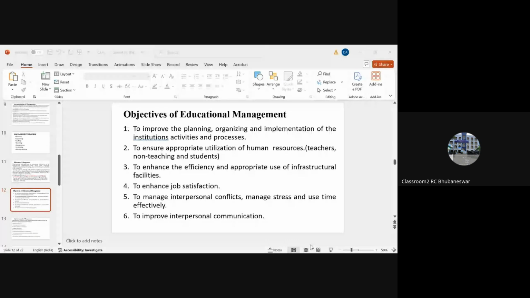If there is stress, mental health is not fine, conflict remains among each other, then how can you work smoothly to improve interpersonal communication? So the communication must be improved between us. So this is a very important objective of management, educational management.